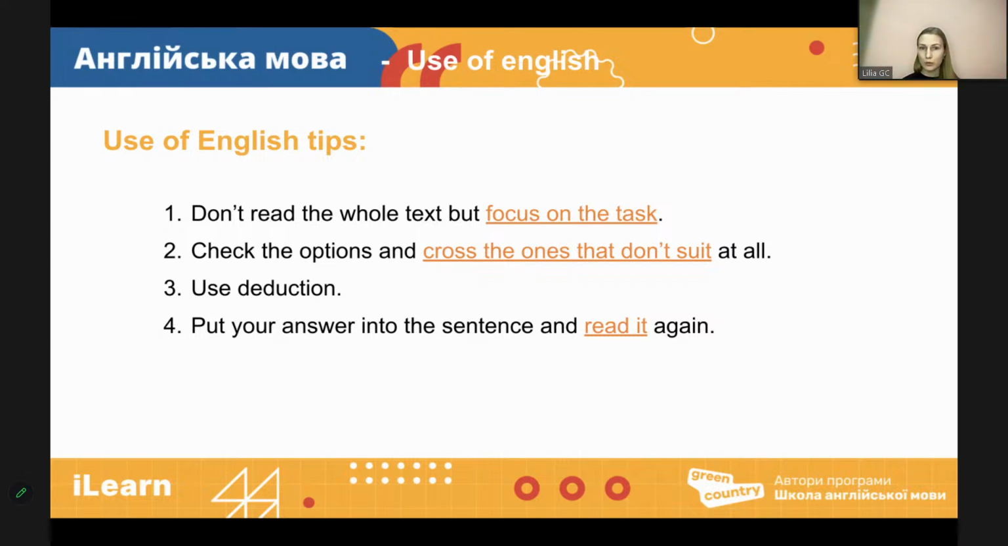Then you should check the options and first of all cross out the ones that are obviously odd. Like очевидно зайві відповіді викреслюємо спочатку. You can use your deduction. So sometimes you can just read it out loud for yourself and notice that like, no, it seems wrong. And maybe you should trust your intuition. Better to trust your knowledge, but if you feel that you have no idea of something, you may use your deduction or even intuition. And when you put your answer into the sentence, you read it again and you check whether it sounds naturally. If not, maybe you should recheck and look at some details one more time.